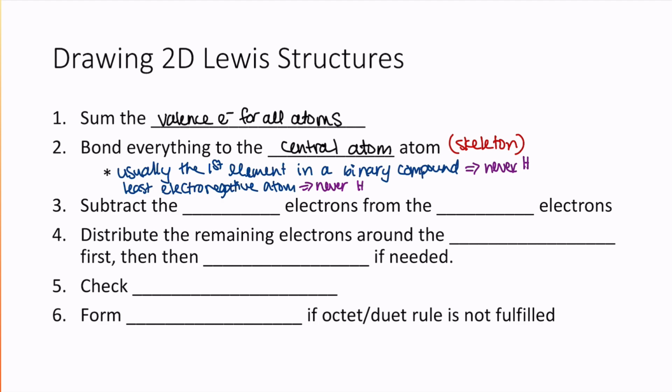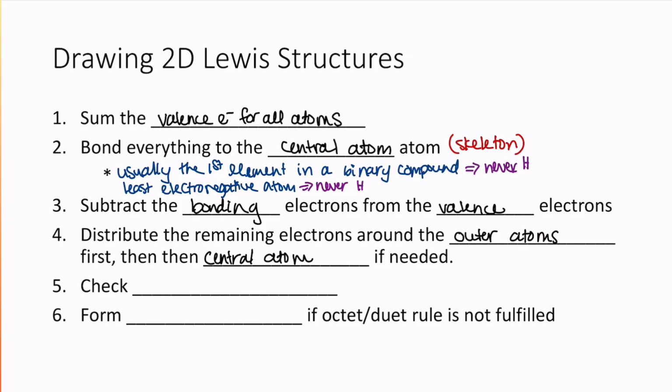Now, after you bond everything to the central atom, you draw a line between the central atom and all of the other atoms, you're going to subtract the bonding electrons from the valence electrons. And then as soon as you get that number, you're going to distribute the remaining electrons around the outer atoms first, and then the central atom if it is needed. Sometimes it's just not needed. You can get rid of all of your electrons by just putting them on the outer atoms.